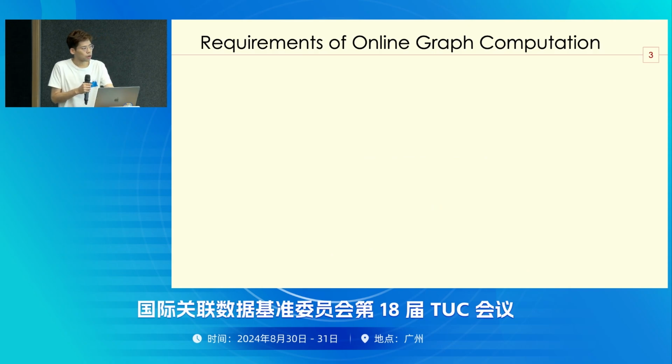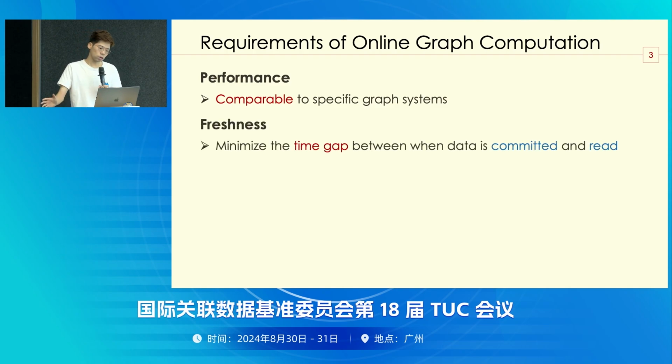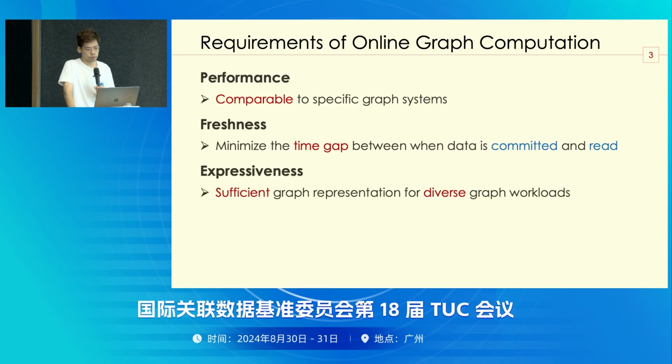Let's talk about some requirements of online graph computation. The first requirement is, of course, performance. We need the performance of online graph computation to be comparable to specific graph systems. In addition, the results of the graph computation should be fresh. And moreover, we need expressiveness, with sufficient graph representation for diverse graph workloads, such as graph traversal or graph algorithms.